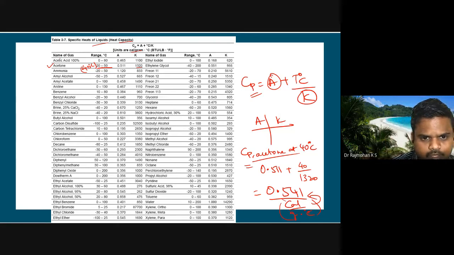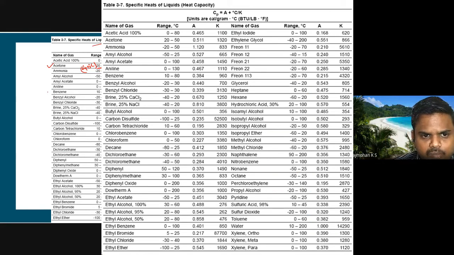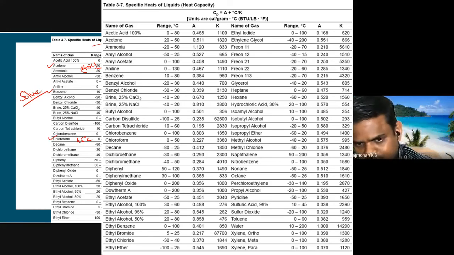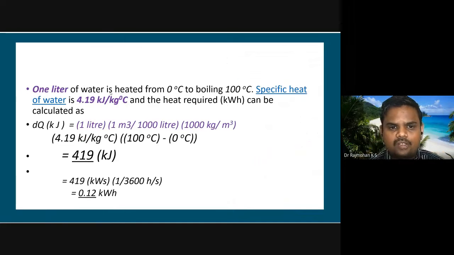So like that you can perform the calculation, you can frame various numericals yourself and try to solve using these values: glycerol, sulfuric acid. Determine at a temperature, let me say 20 degrees Celsius. For glycerol, what is the value at 15 degrees Celsius? For chloroform, what is the value at 45 degrees Celsius? Please determine the value of specific heat of these liquids using this formula.